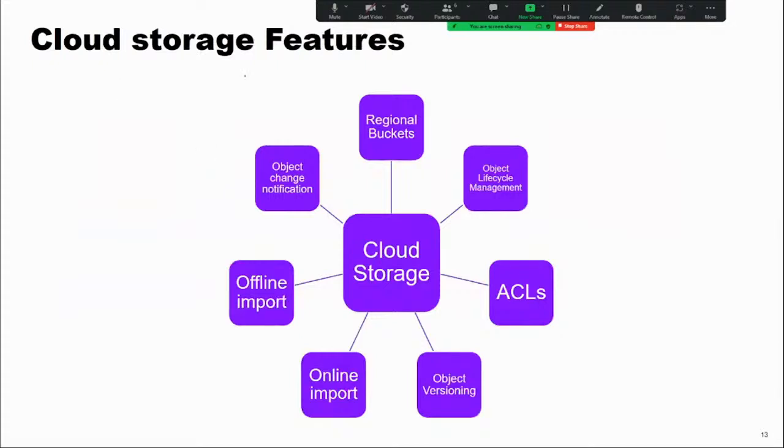So when we talk about all the features of Google Cloud Storage, we have all of these things, guys: regional buckets, object change notification, ACLs, object versioning, online import, offline import, object lifecycle management. So these are all the features of GCS.